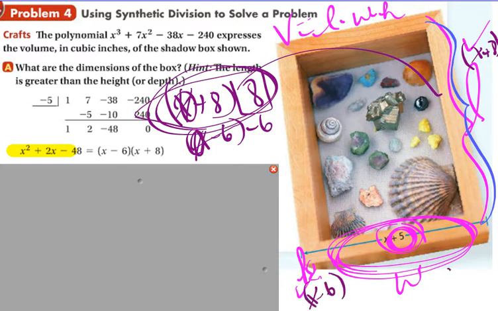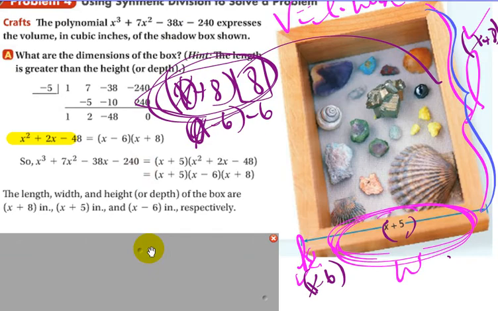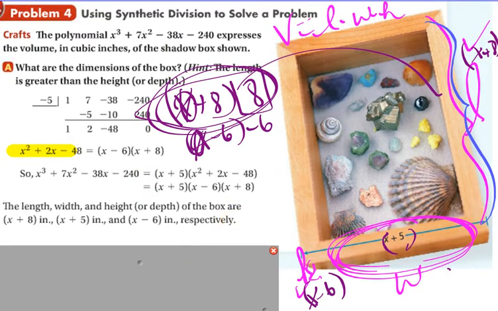So the total dimensions here are x plus 5 for the width times x plus 8 for the length times x minus 6 for the height. And that's how you solve these. Are there any questions? All right, so I want to be sure and cover that one.